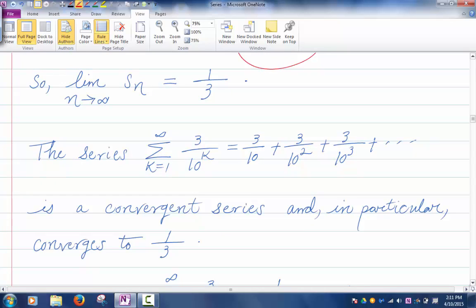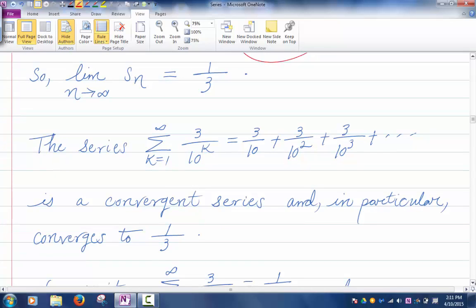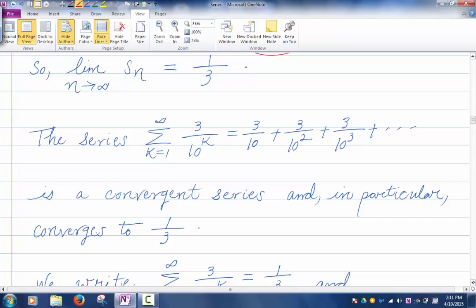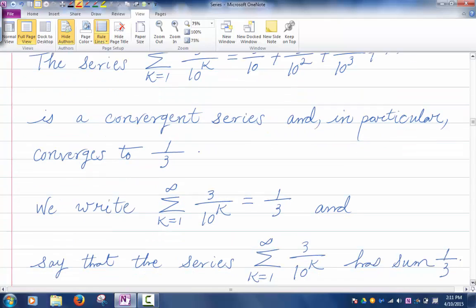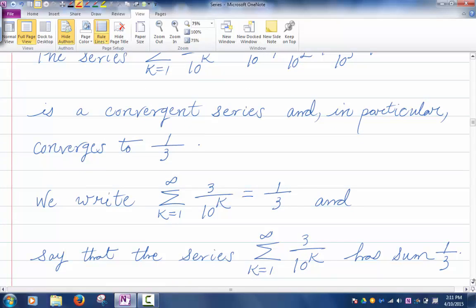Okay, so in this case, we say that the series summation k going from 1 to infinity of 3 over 10 to the k is a convergent series, and we will say that it converges to 1/3, or we can say that 1/3 is the sum of the series. Okay, we write the series is equal to 1/3. You have to be careful how you are looking at that equality, okay? Why?